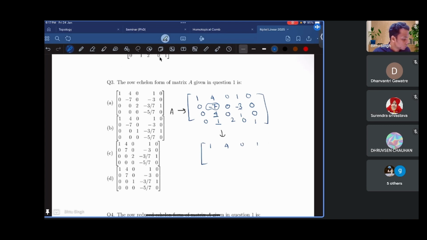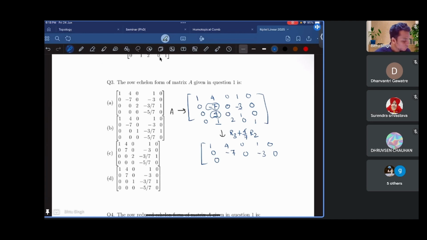1 4 0 1 0, first row is unchanged, second row is also unchanged, 0 -7 0 -3 0, and after that how to cancel this? So what will we subtract to cancel 4? We just subtract R3 minus, that is plus 4 by 7 times R2. Then we can see that 4 will get cancelled, right?